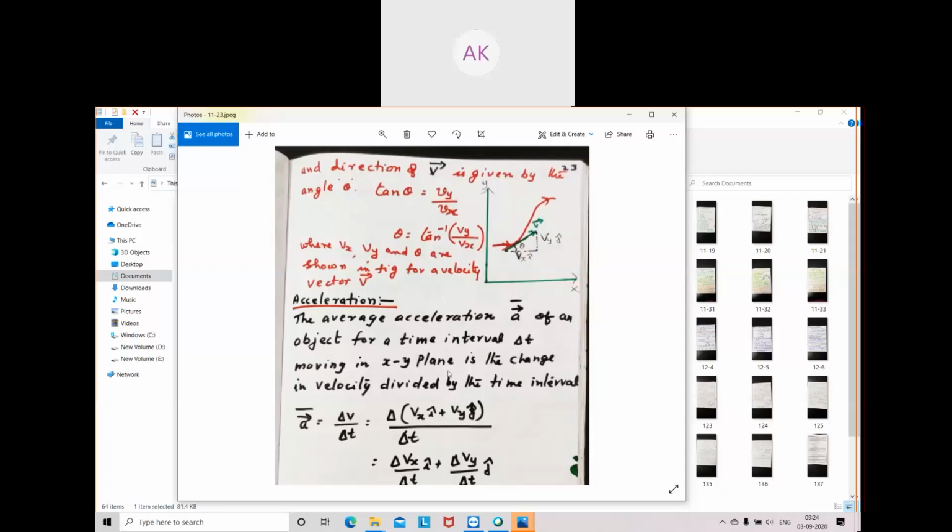Moving in the xy plane, the average acceleration, vector A bar, of an object for a time interval delta t is the change in velocity divided by the time interval. So acceleration is change in velocity delta v by delta t. This is the average acceleration. In average acceleration we are not giving the time limit. For instantaneous acceleration we give the time limit to this average acceleration. When delta t tends to 0, delta v by delta t will give the instantaneous acceleration.